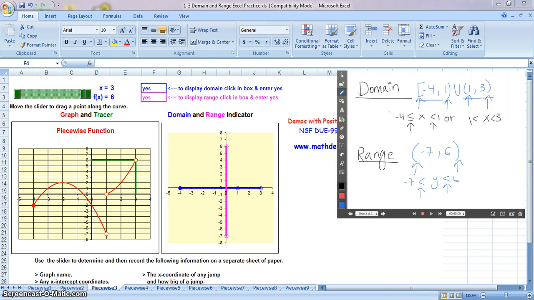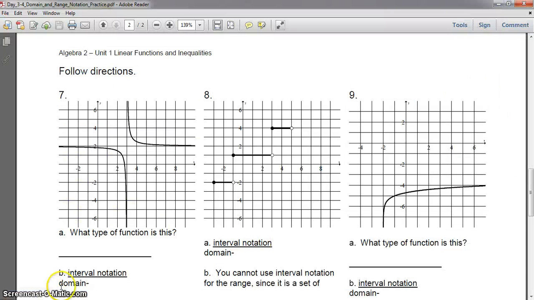Now let's move on to a fourth piecewise function. Now I'm going to be looking at number 7 and 9 in your domain and range homework sheet. Let's look at number 7. Again, for domain, you have to go from the left to the right. As you can see, there's no dot over here, so this means it continues on forever. So it's from -infinity, and it continues all the way until it hit a number over here, which is 3.